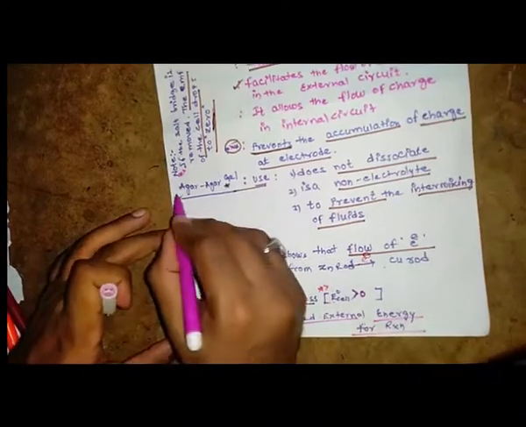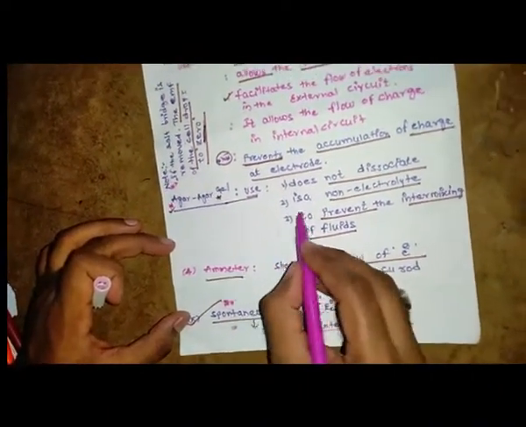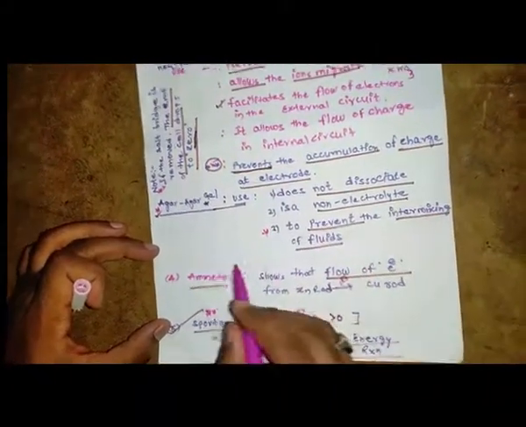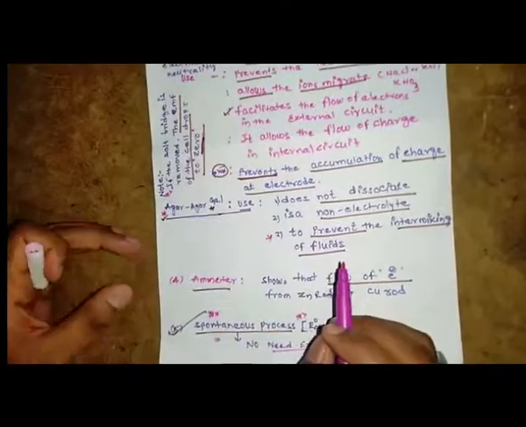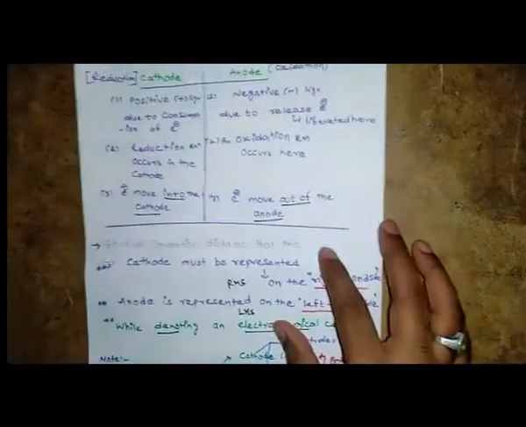And next, the use of agar-agar gel. Mainly you have to remember here that it is to prevent the intermixing of fluids. Okay, clear? Right, next look at the next page: cathode and anode.